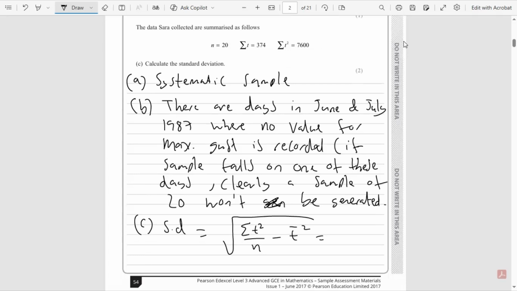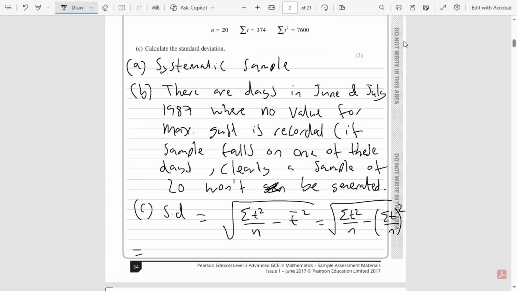You could also write this in the context of this question like sigma t squared over n, take away the sum of t divided by n, because the sum of t divided by n is literally the mean, okay? And then we're going to square that value. So if we just sub in our values here, we have the square root of 7,600 over 20, and then minus this 374 value over 20, and that number's going to be squared. I'm going to just try and squeeze in my square root there.